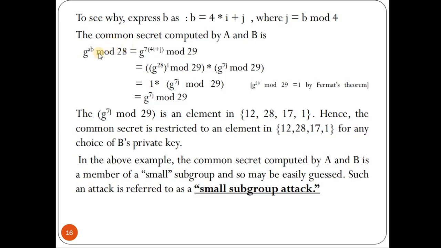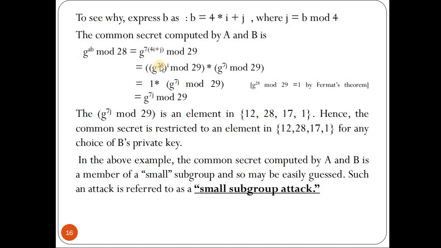Here the order is 28. We know what A is: A is 7, but we need to prove that B's value leads to only one of a few values. We will see in this equation how it is possible. So G to the power AB mod 29, where A is substituted by 7. We know that B is 4 times i plus j, so I substitute the same thing, mod 29. If I calculate this, 7 fours are 28, so 28i. So it is written as G to the power 28, whole to the power i, mod 29. Similarly, G to the power 7 times j mod 29, so it is G to the power 7j mod 29.